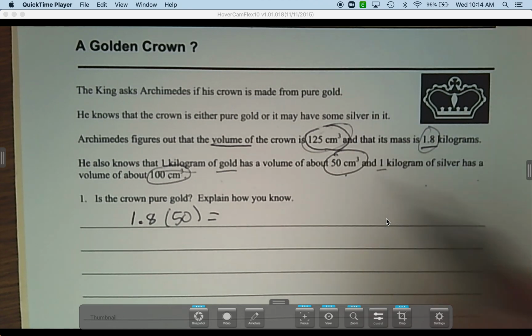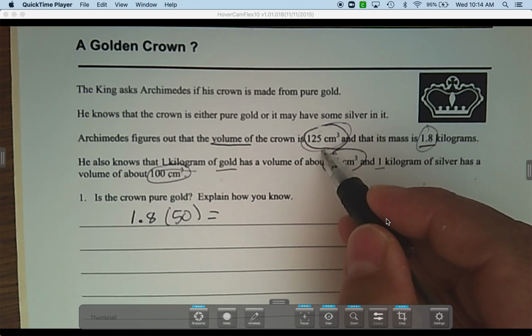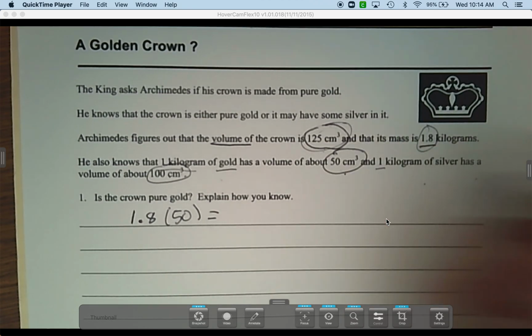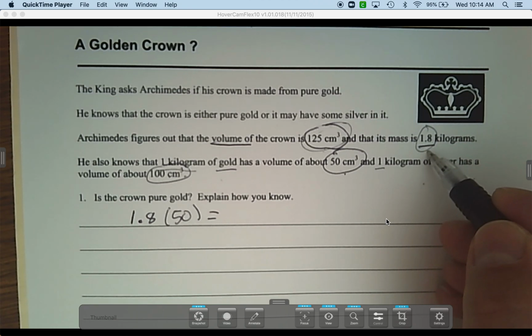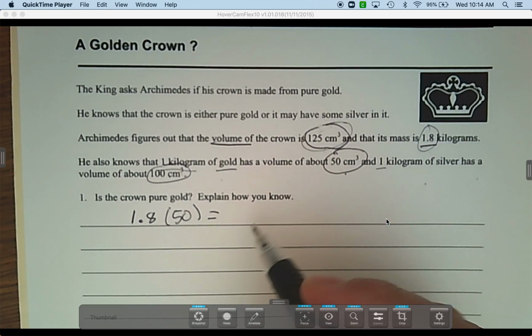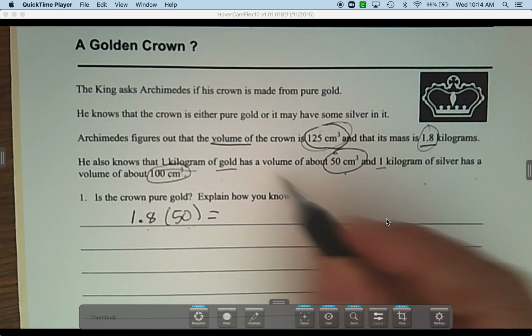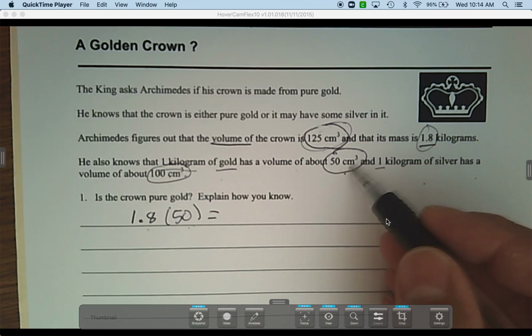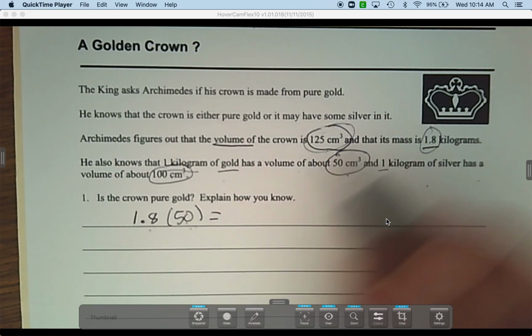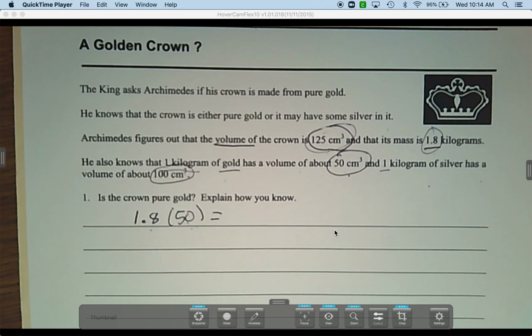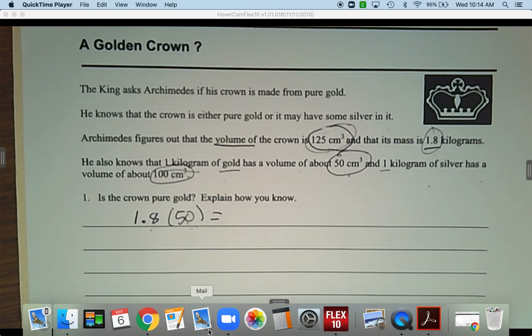So what do we know about the crown? We know that it's 125. That should be the volume. And we also know that it weighs 1.8. So if it's pure gold, 1.8, you would multiply it times how much pure gold is per centimeters cubed. So in other words, 1.8 times 50. So let's do that first. And the answer should be 125 if it's pure gold.